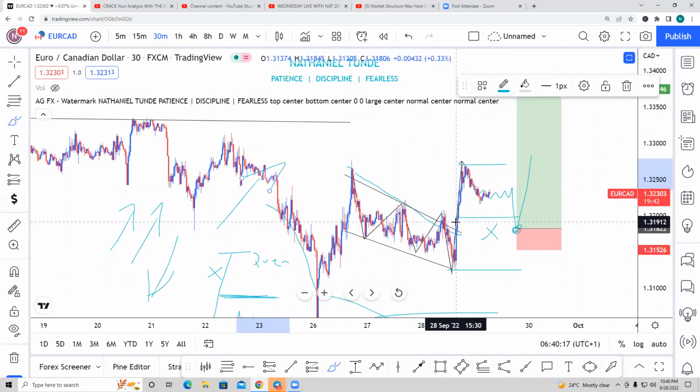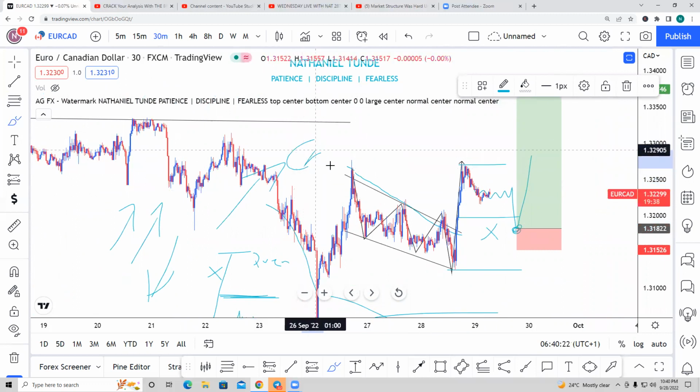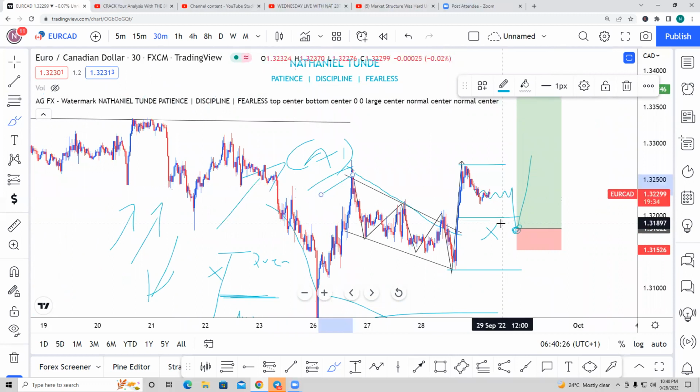So that's my breakdown of Eurocad for you this morning, and I believe this trade will be ready by the New York session, because of course, CAD is a New York pair. It moves more in New York than in the Europe or London session. So just take a critical look at it and pay more attention to it.